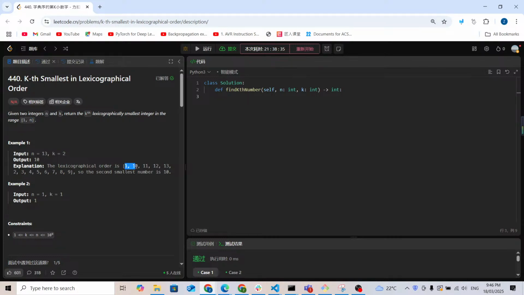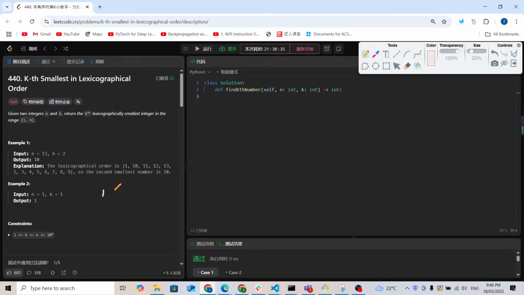For the lexicographical order, that is 1, 10 and 11. It is not like the numerical order 1 2 3. Definitely it is not like that. Instead it's going to be 1, 10 and 11. If we solve it in brute force, definitely it's going to be a time limit issue, because it's going to be 10 to the power of 9. Definitely it didn't work.